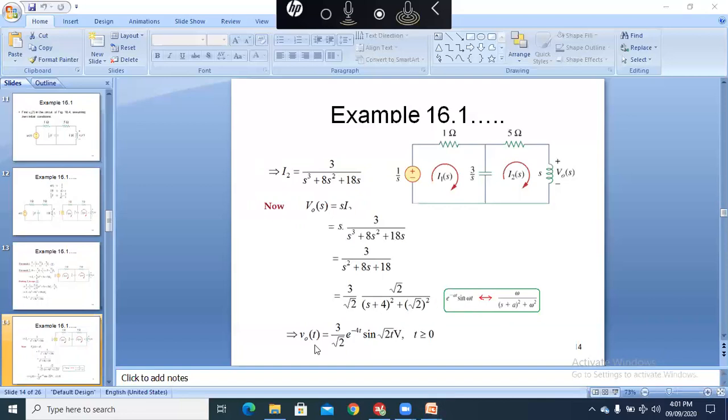And in this form, we have the value of root 2 over s plus 4 whole squared plus root 2 squared. So it is 3 by 2 e to the minus 4t. Why? Because the value of a is 4, so it is e to the minus at, or e to the minus 4t. And sine omega is root 2, so we have sine root 2 t, that much voltage across the inductor. So it's very difficult to solve if we don't have the Laplace transform method.